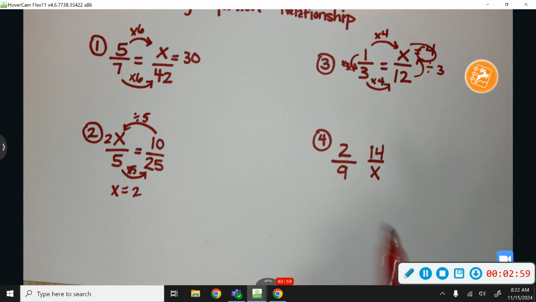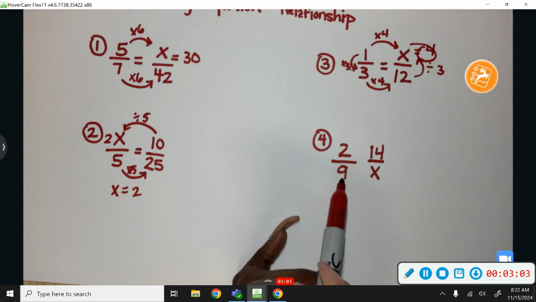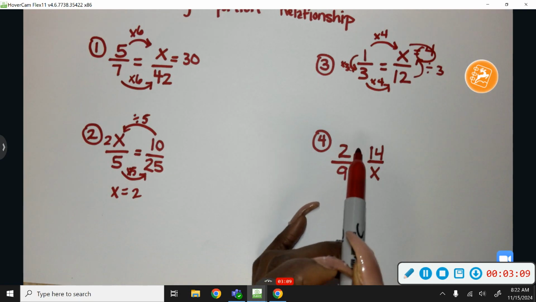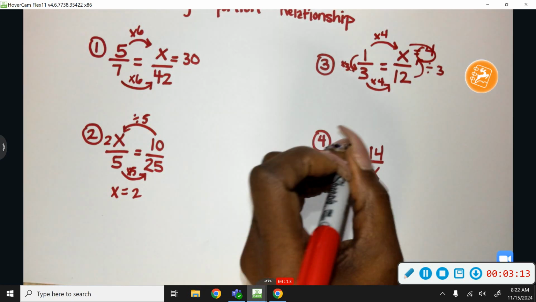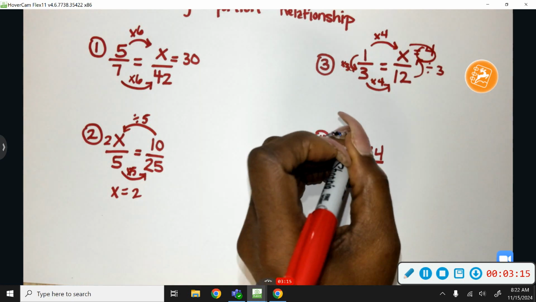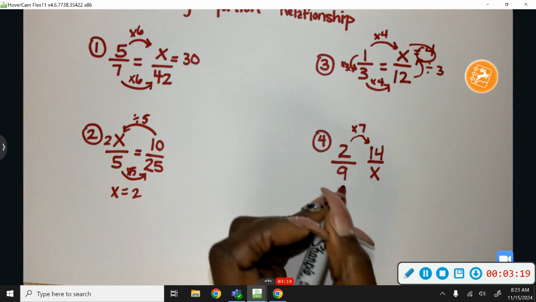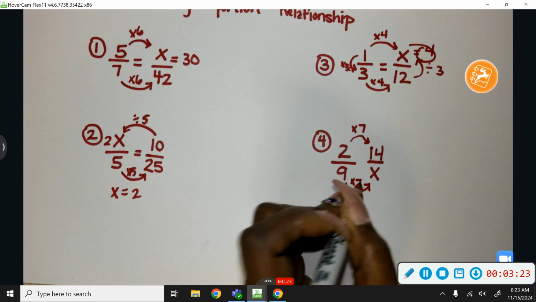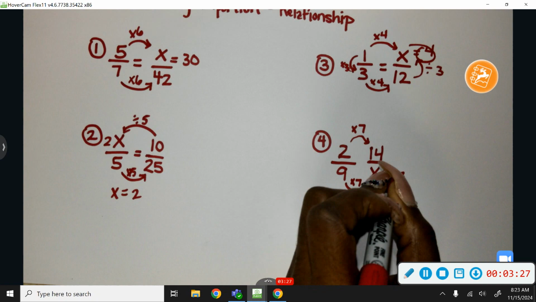Let's look for a vertical relationship. Do we see something times 2 that can give me 9? No, so let's look at the other relationship. 2 times something can give me 14. 2 times 7 gives me 14. Whatever I do to the top, I also have to do to the bottom. So 9 times 7 gives me 63.